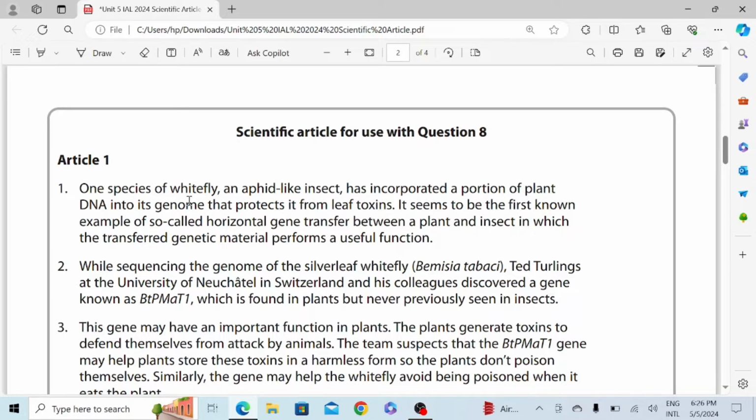One species of whitefly, an aphid-like insect, has incorporated a portion of plant DNA into its genome that protects it from leaf toxins. It seems to be the first known example of so-called horizontal gene transfer between a plant and insect in which the transferred genetic material performs a useful function.